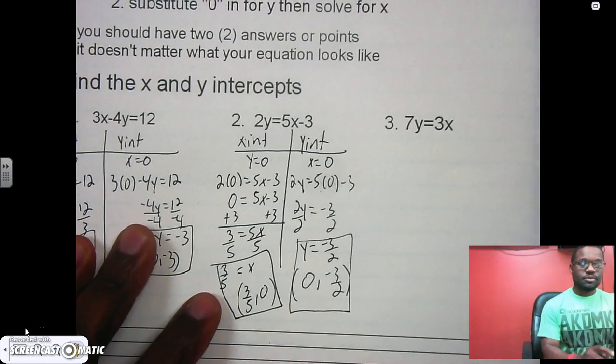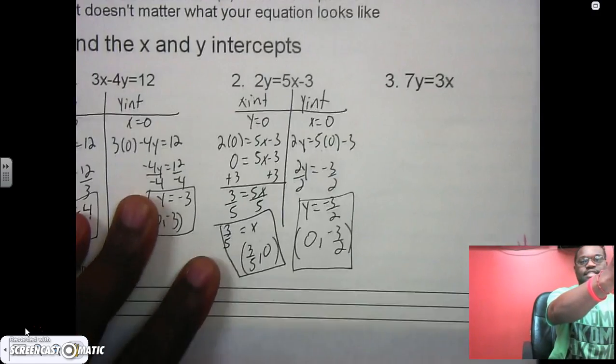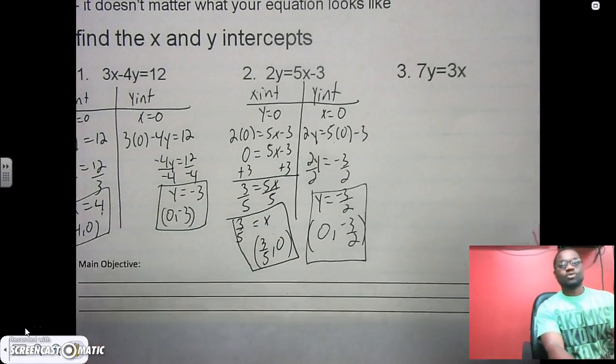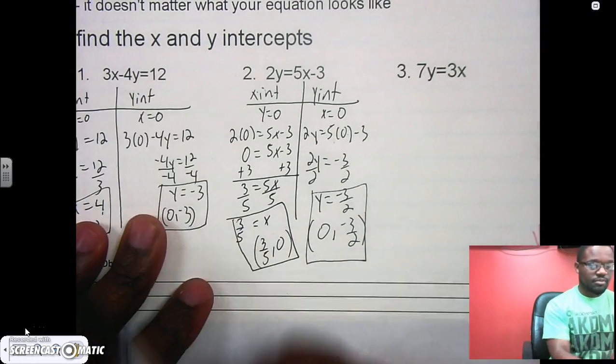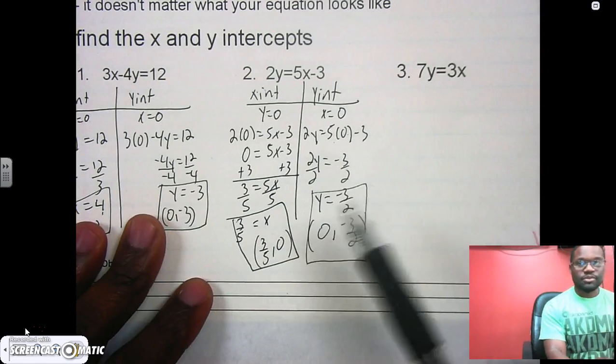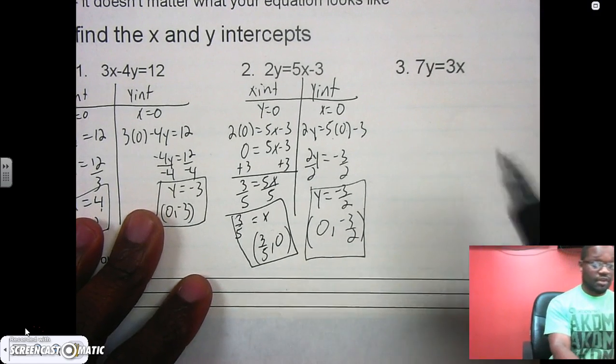All right, moving on to number 3. What you'll notice about number 3 is it doesn't have 3 terms or items. 1, 2, 3 in number 2. 1, 2, 3 in number 1. We have 2 in number 3. See if you can come up with something based on that after I work it.